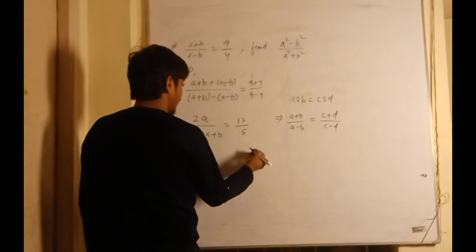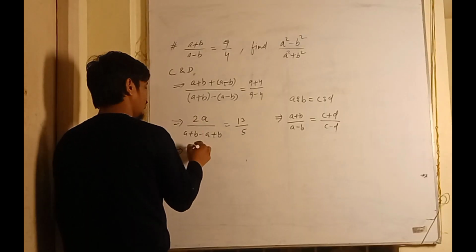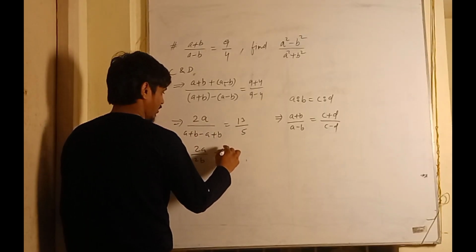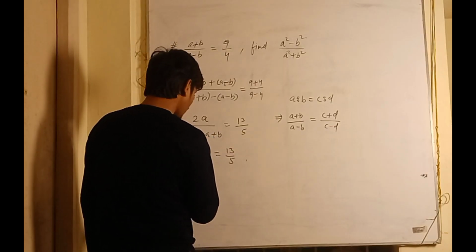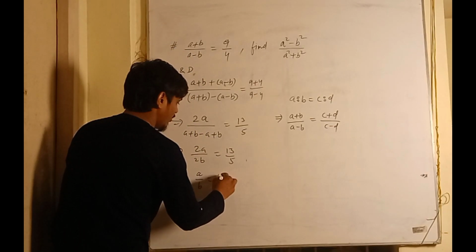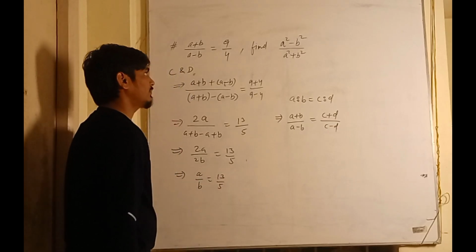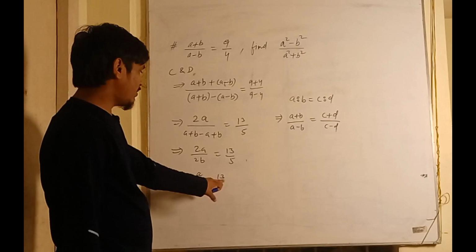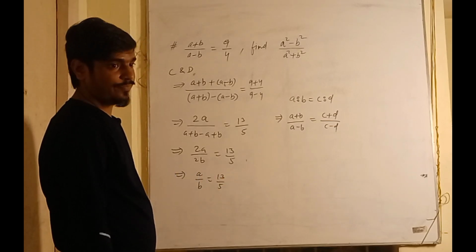So we'll get 2a over 2b is equal to 13 over 5. Here the 2 is going to be cancelled. So we'll get a over b is equal to 13 by 5. We got the value of a over b is equal to 13 by 5.